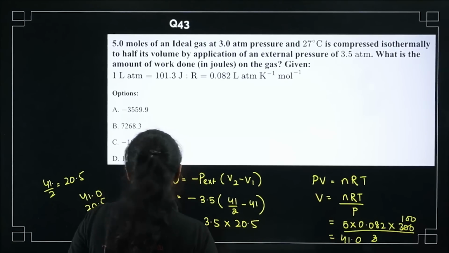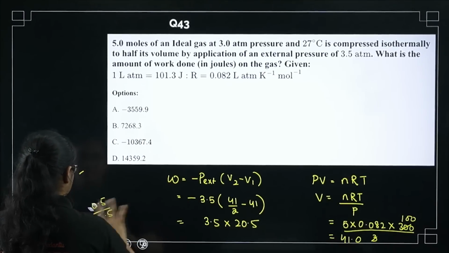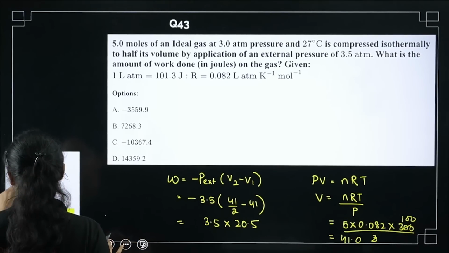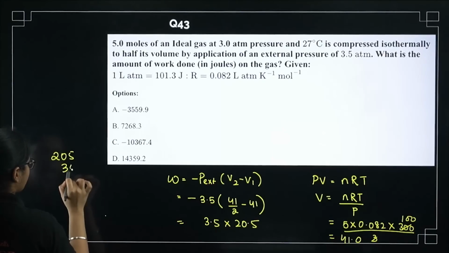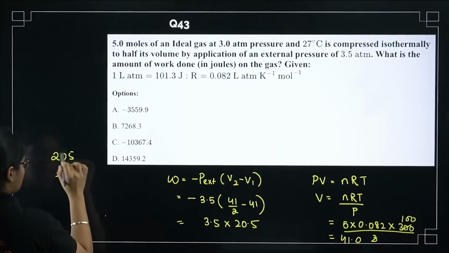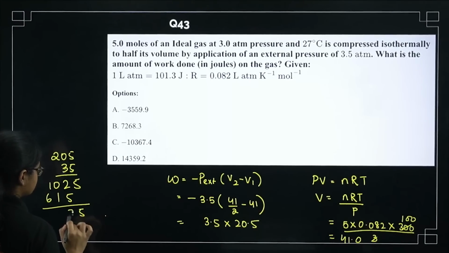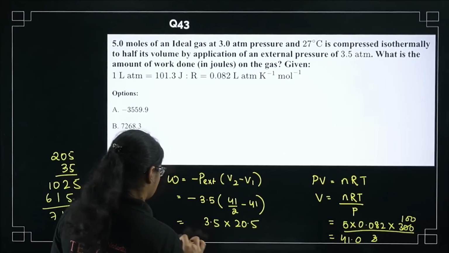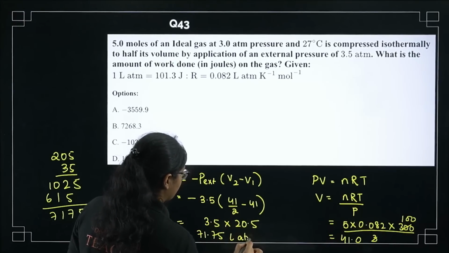Now if I solve this, 205 into 3.5, you can just multiply 205 into 35. So I have 5 5s are 25, 5 2s are 10, then 3 5s are 15, 16, 5 7s, 7175 I'll get, so that is equal to almost 71.75. Now this is liter atm, right?